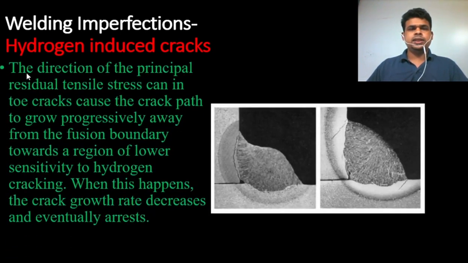The second thing is the direction of the principal residual tensile stress, which can cause the crack path to grow progressively away from the fusion boundary towards a region of lower sensitivity to hydrogen cracking. When this happens, the crack growth rate decreases and eventually arrests.